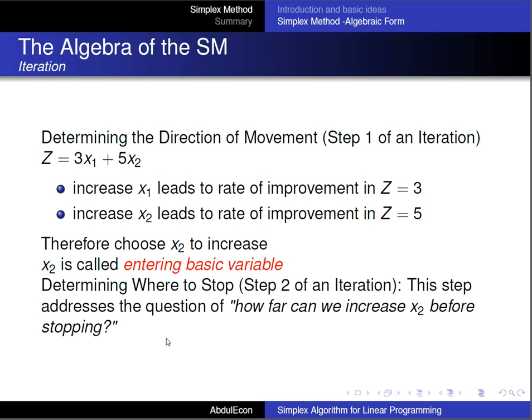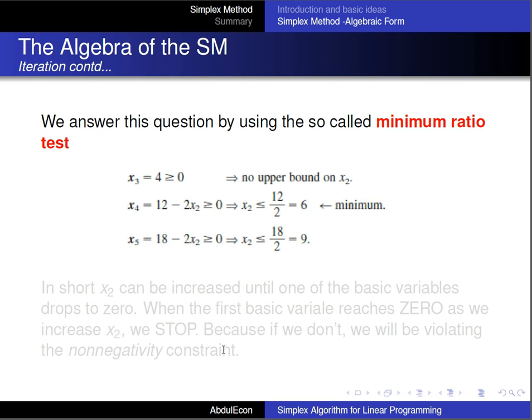That's the next half of the iteration. And another way to say this is how far can we increase x2 before stopping? And this is actually answered with the help of this minimum ratio test. In other words, we look at the equations and we see how x2, the variable we picked to become our entering basic variable, affects the other variables.